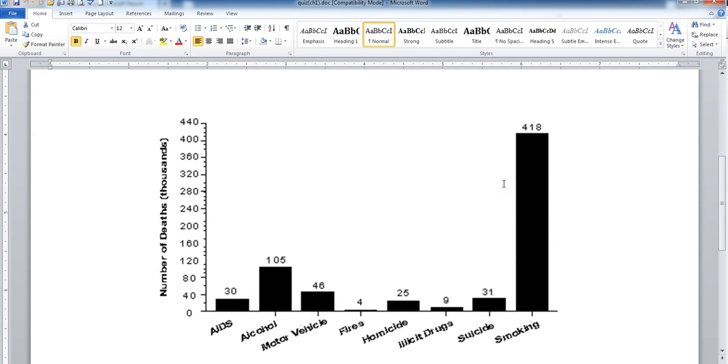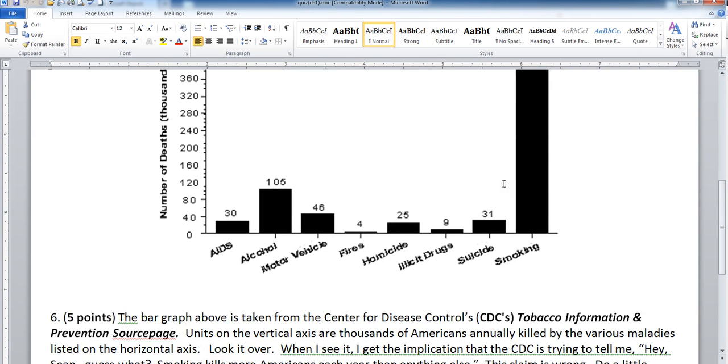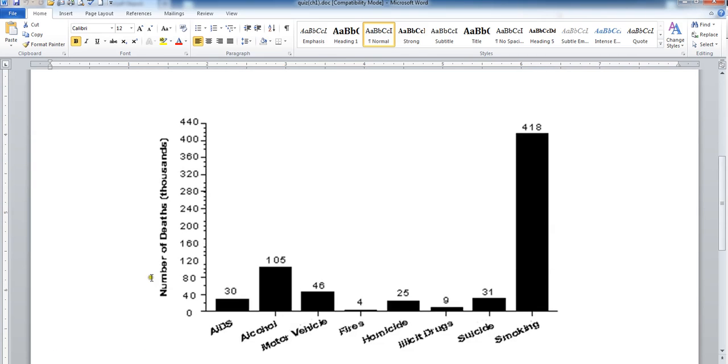Down here, we go a little bit lower. You get a little chart from the CDC's Tobacco Information and Prevention source page, and a number of deaths per thousands, from a number of things. Smoking killed 418,000 over the course of this year.